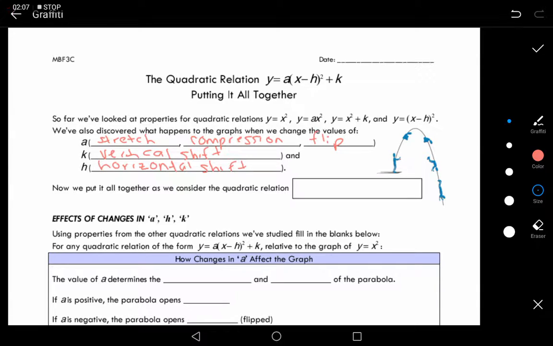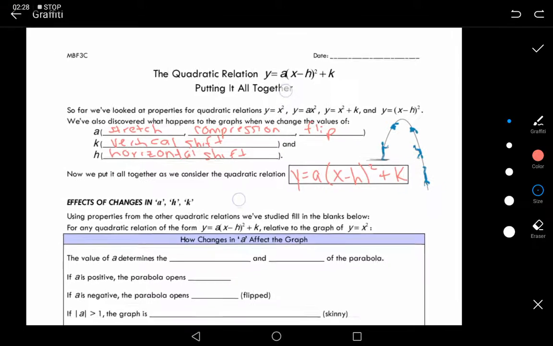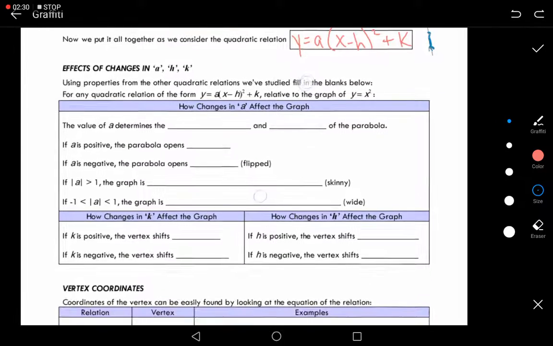So we're going to be considering the quadratic relation y equals a(x minus h) squared plus k. So all we're doing here is we're putting all 4 of these together into one because, like I said, that is how they are going to appear. Okay, so effects of changes in A, H, and K.